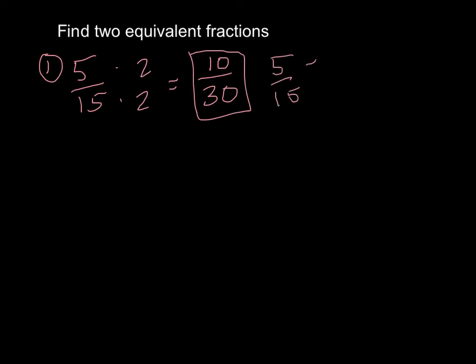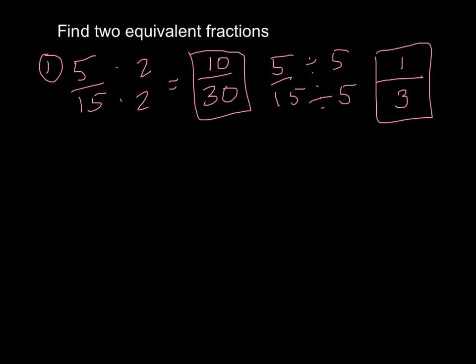Like I said before, one option is I can multiply them both by, let's say, 2. So then I would get 10/30. So here's one of my equivalent fractions. And then let's take 5/15 and divide them both by 5. 5 divided by 5 is 1, and 15 divided by 5 is 3. So 1/3 is an equivalent fraction, and 10/30 is an equivalent fraction to 5/15.